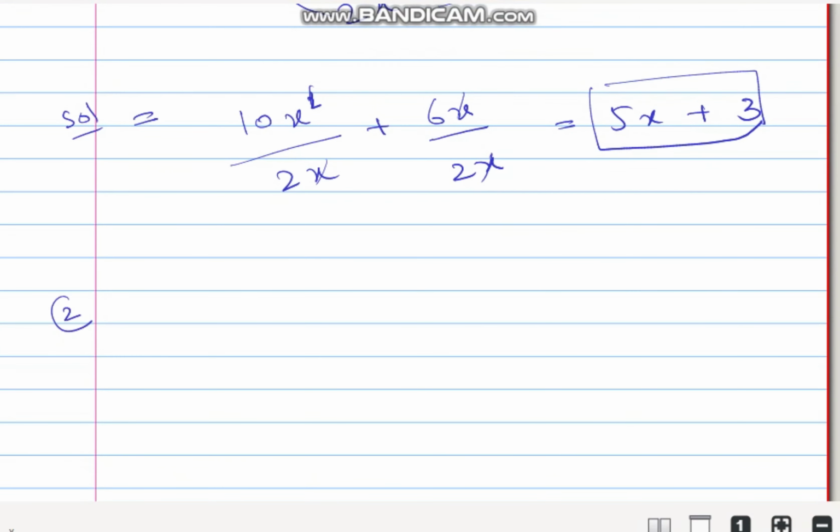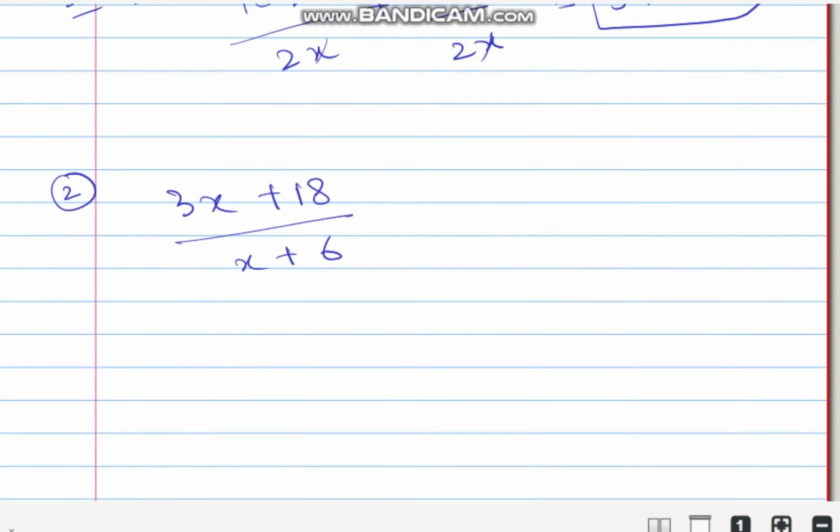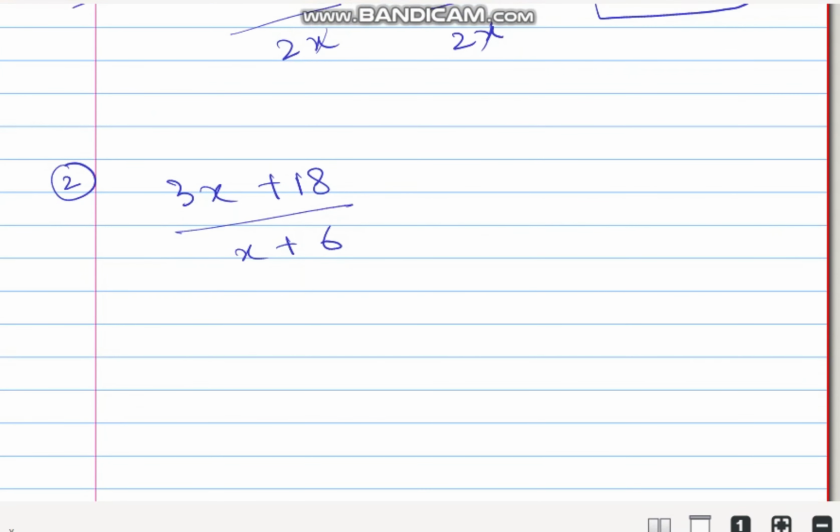Let me write the second question here for you, and you people will solve this question. Let me write a little better question: (3x + 18) divided by (x + 6). Now, dear Hadia, please do this division. This is the polynomial, and the below is also a polynomial. This is an exact polynomial division. Just simplify this and tell me.